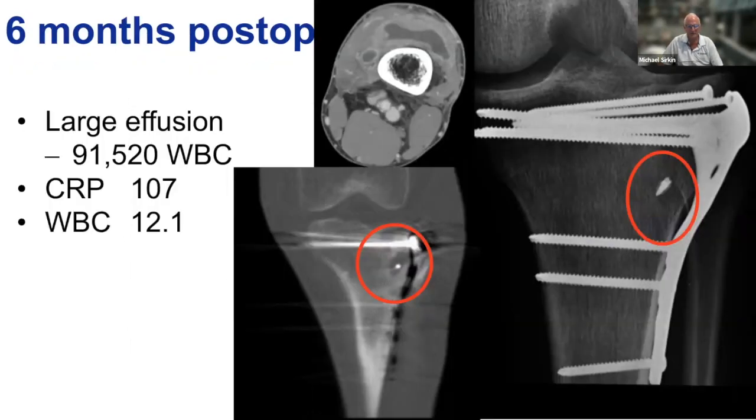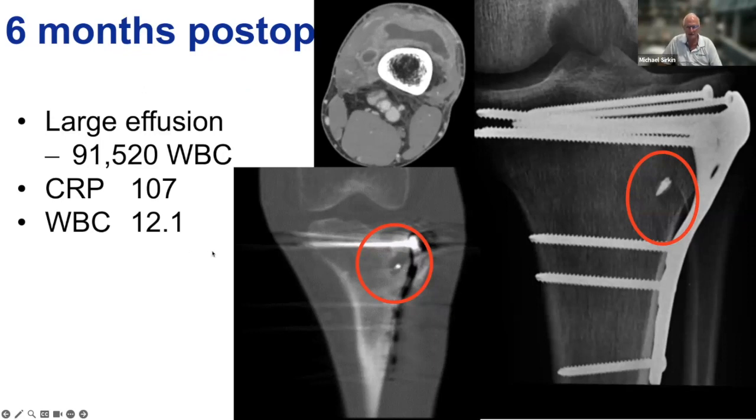6 months later, he presents with the exact same symptoms. Large effusion, white count, elevated CRP. And you see what happened is that we probably never eradicated the infection as we did in the last case. And it's probably because of all the braided suture material. Look at the defect that has been created by the suture anchor here.